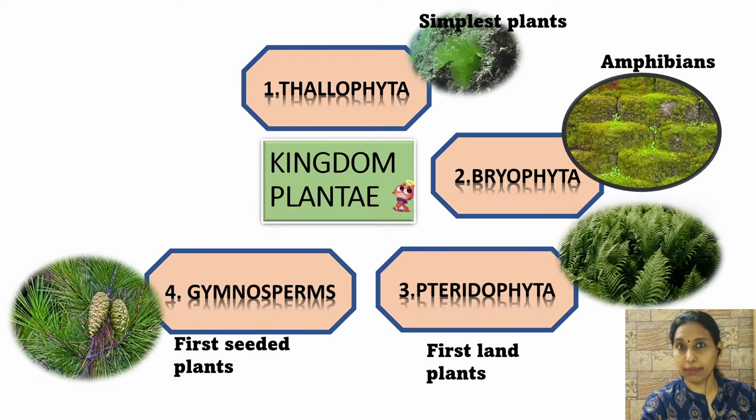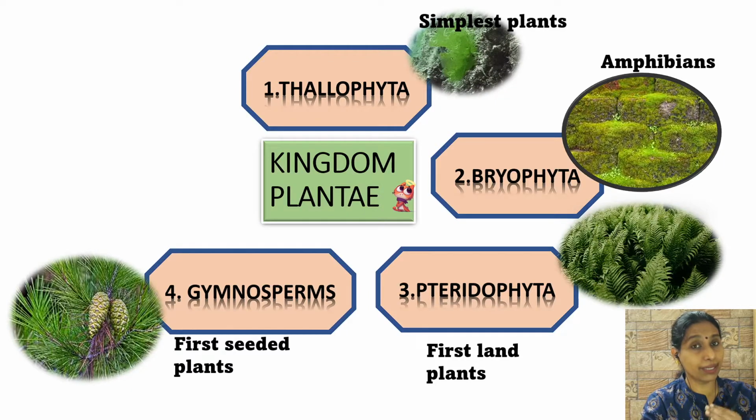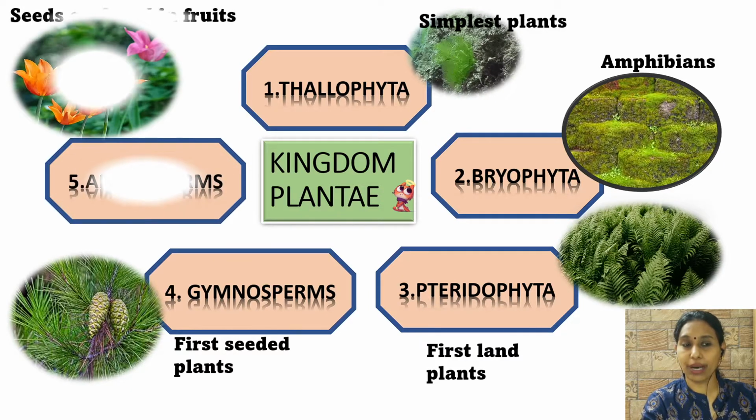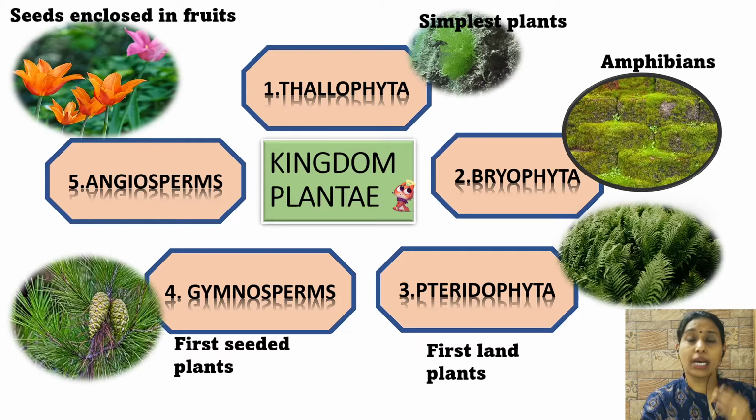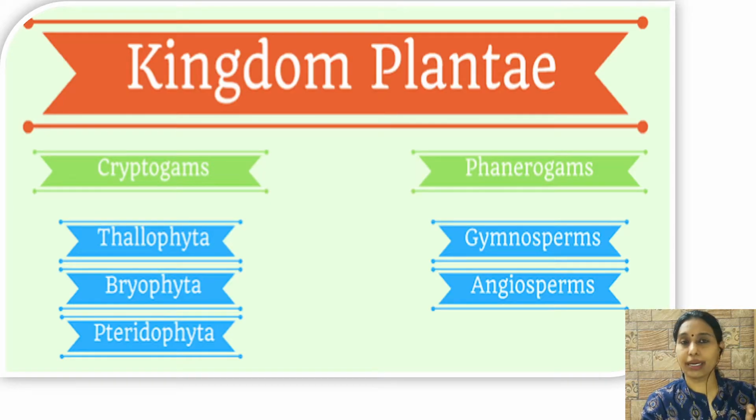Today we are going to learn about gymnosperms, which are the first seeded plants, but the seeds are naked. Then you have the angiosperms, in which the seeds are enclosed in fruits, right? So these are the cryptogames and phanerogames. Again, cryptogames include thallophytes, bryophytes, and pteridophytes, and phanerogames include gymnosperms and angiosperms, right? So let us learn about the division gymnosperms.